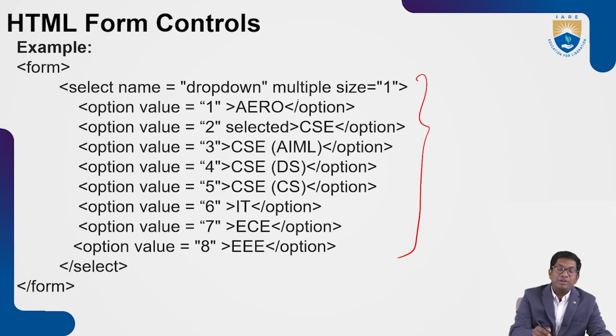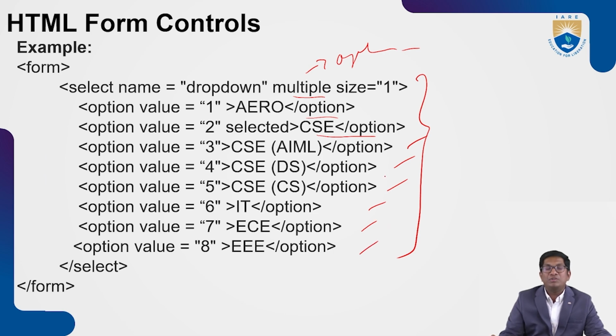If you give multiple here, and you want to select more than one choice for course joining at counseling, then you have to use multiple. This is optional; based on your requirement you can use it. Option value is equal to 1, option value is equal to 2, selected. By default CSE is selected, and it will be highlighted. Next we have AML, data science, CS, IT, EC, EEE. So based on the requirement, more than one choice we can select for counseling by using the select menu bar.